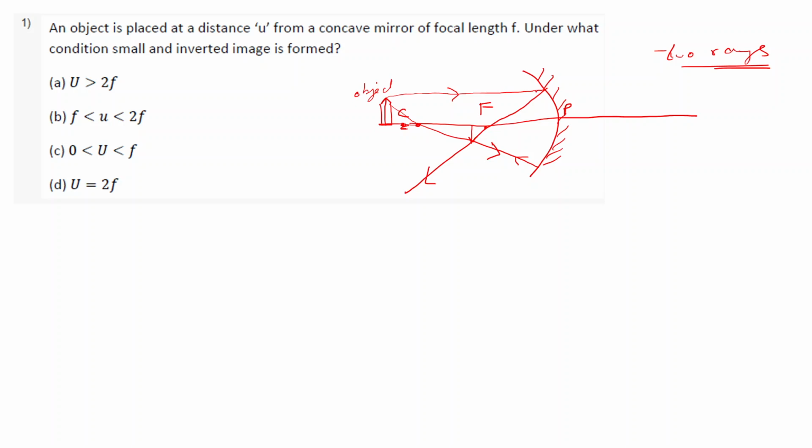So you can see it for different cases, but our question is asking under which condition we will get a small and inverted image. We will get a small and inverted image when we keep the object beyond C. Because C, or the radius of curvature, is 2f, when we keep the object distance at more than 2f, we'll get the small and inverted image. So A is the correct answer.